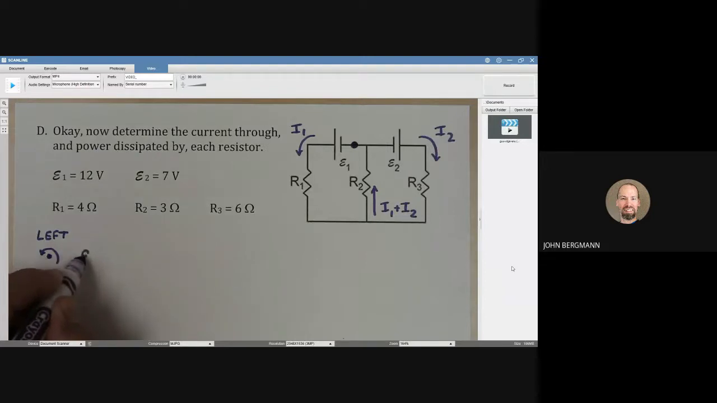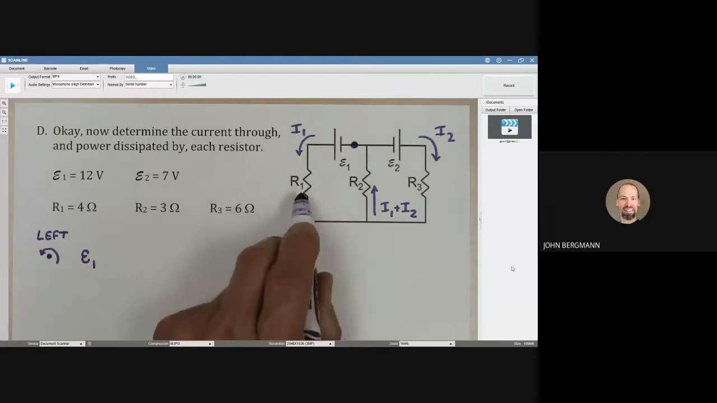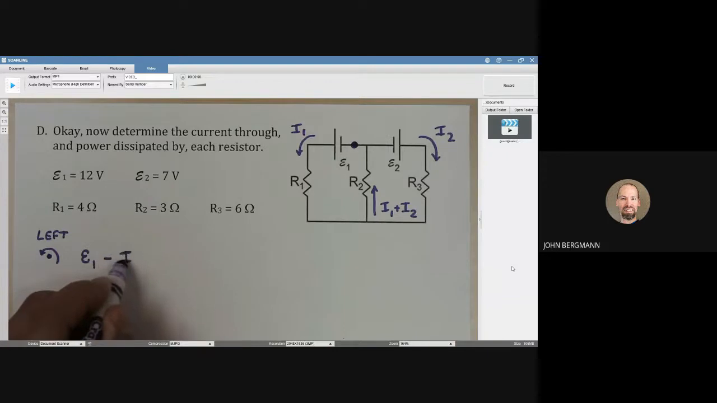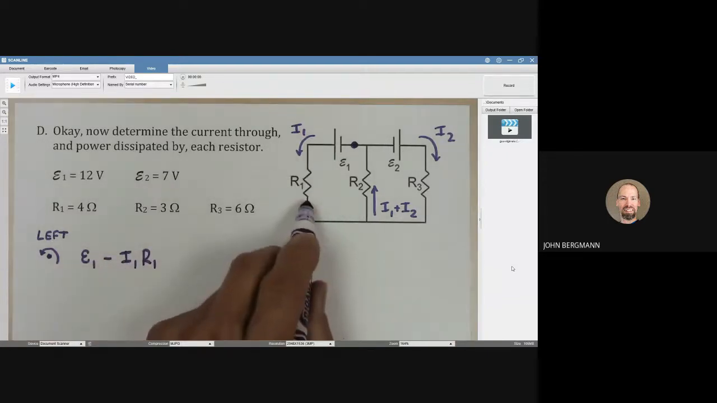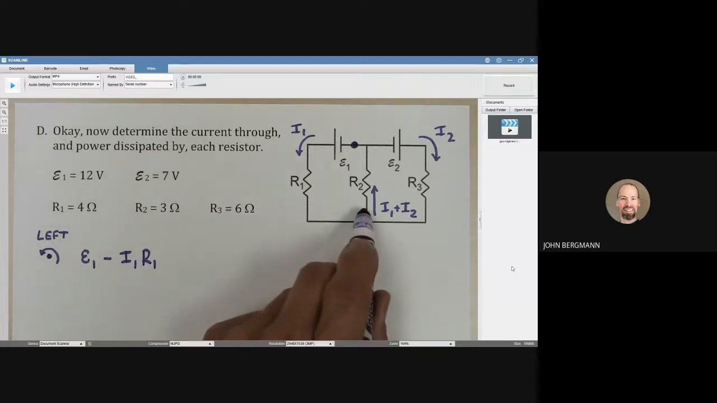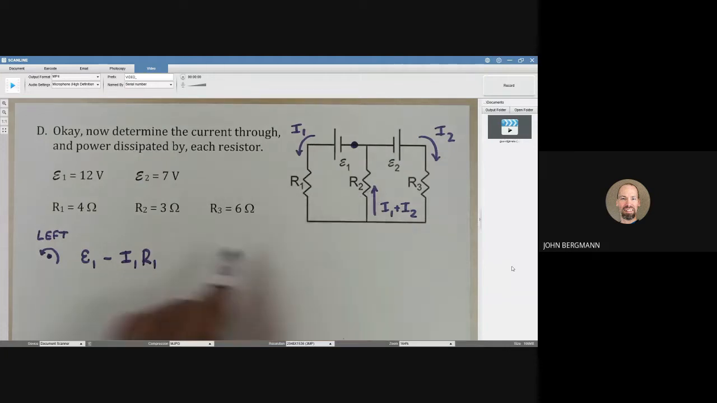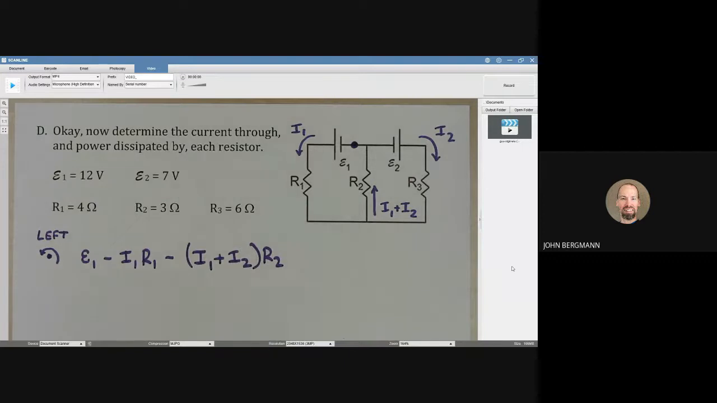We run into that battery first, E1, and then as we go this way, we're traveling in the same direction as our assumed current. So we're going to go minus I1 R1 as we go through that resistor. And then we're going to go back up. Since we're only doing the left loop here, we're going back up through R2 now. We are also traveling in the same direction as our assumed current is going. So we have minus IR there. And now we're back to our dot.